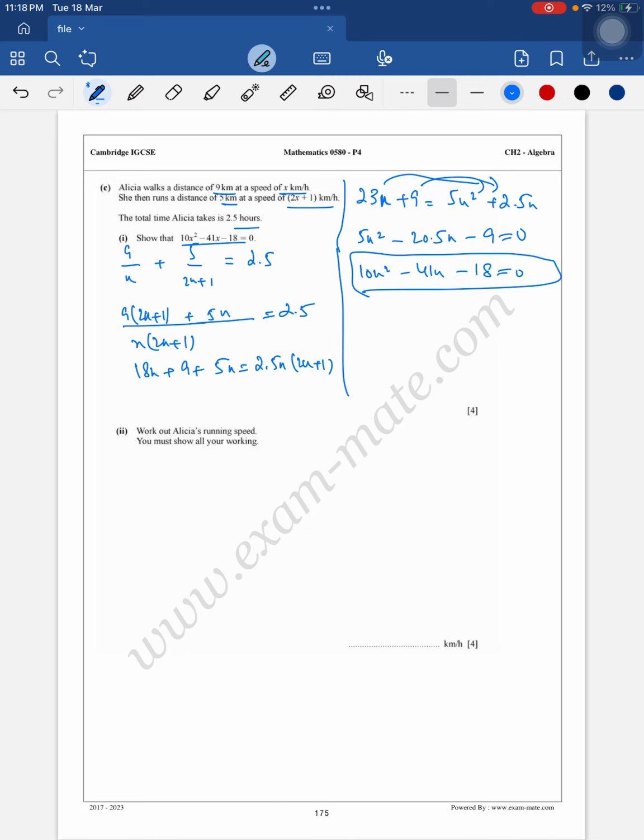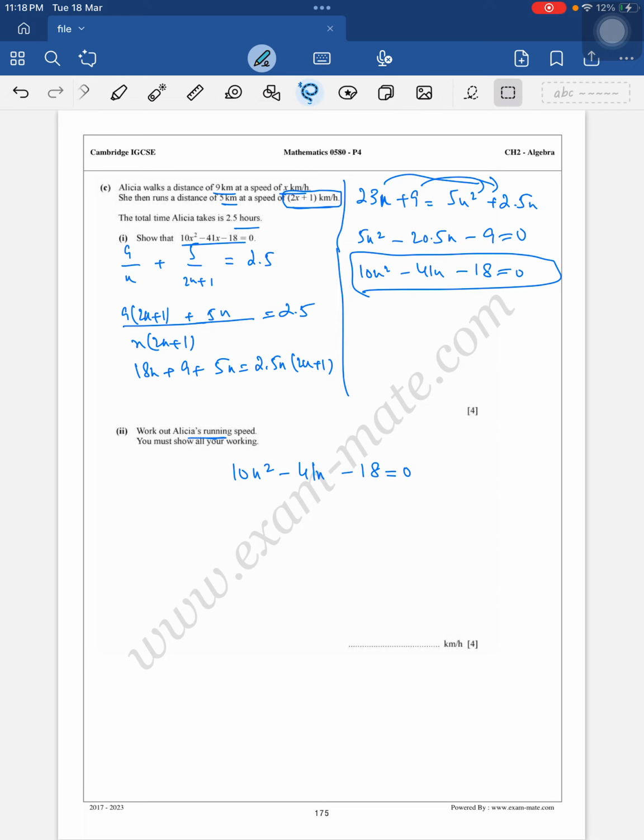in order to take out Alicia's running speed, that is 2x plus 1 kilometers per hour, I need to first simplify and get the value of x. Up till now I haven't calculated the value of x, which was not asked. So now we will be calculating the value of x. So 10x squared minus 41x minus 18 is equal to 0. First we will be applying the quadratic formula.